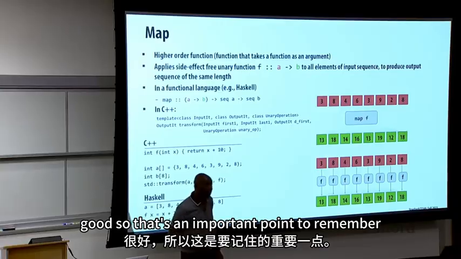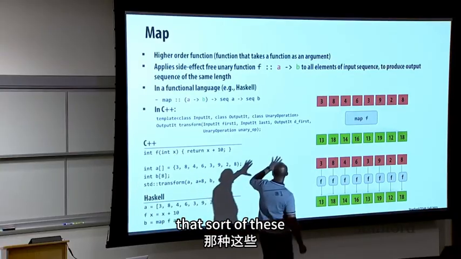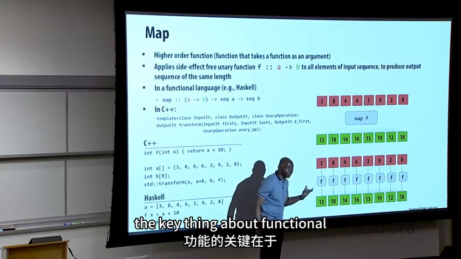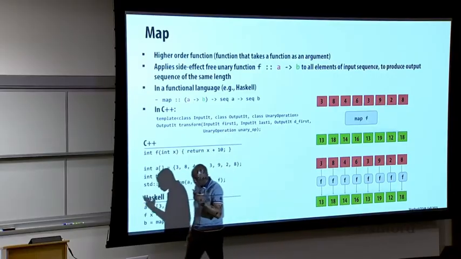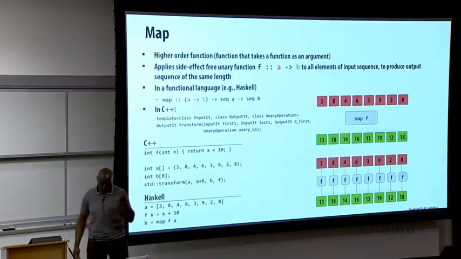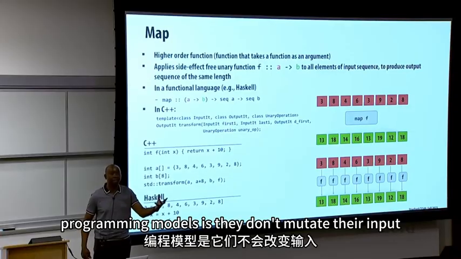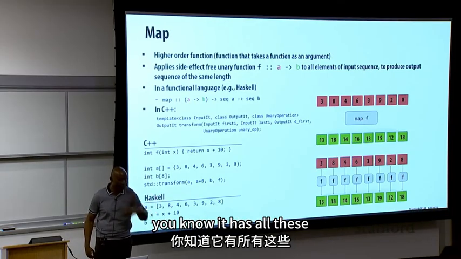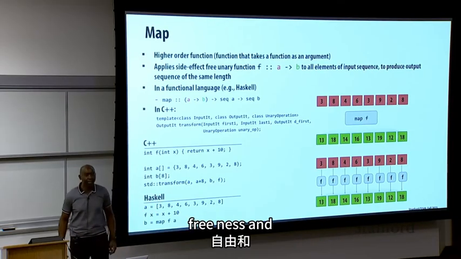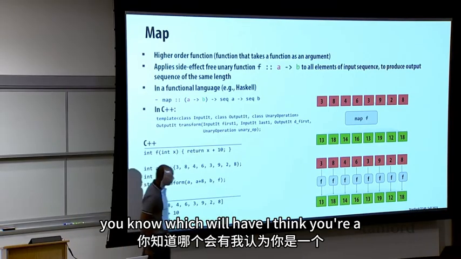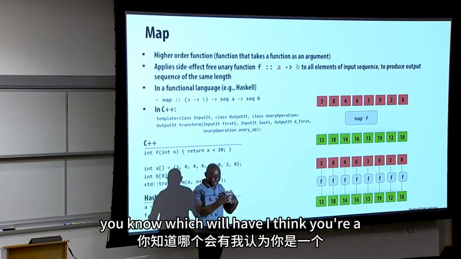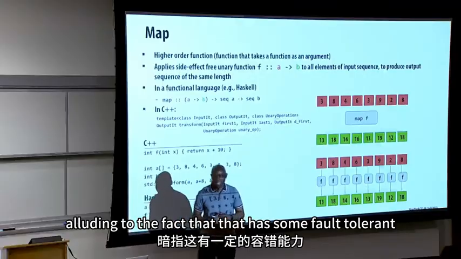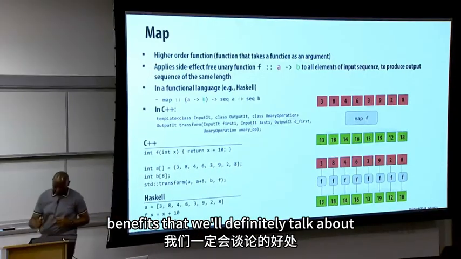So that's an important point to remember about these data parallel functional operations: the key thing about functional programming models is they don't mutate their input. And because they don't mutate their input, it has all these nice properties of side effect freeness, which, as you're alluding to, has some fault tolerance benefits that we'll definitely talk about.